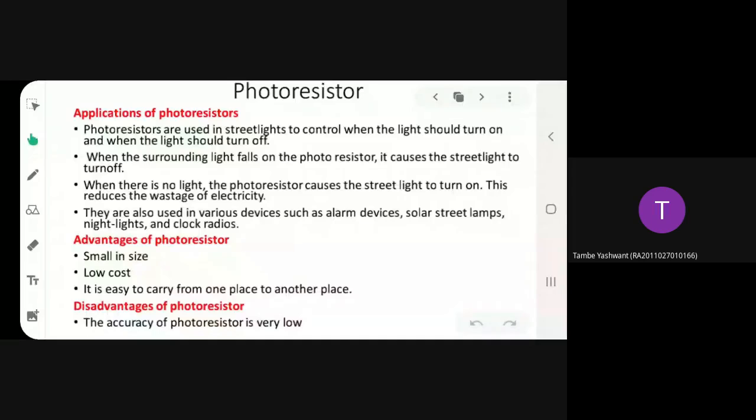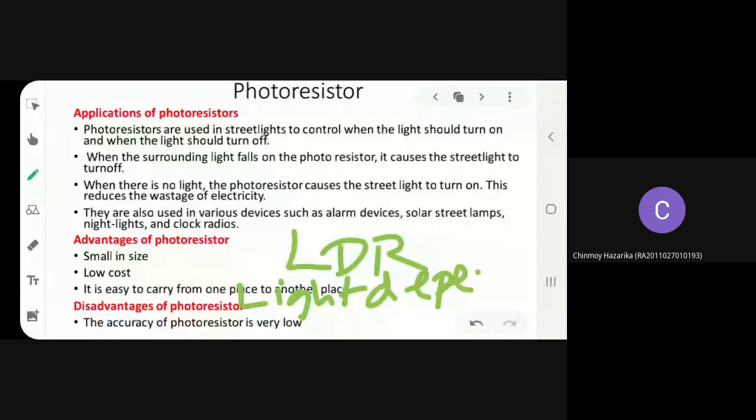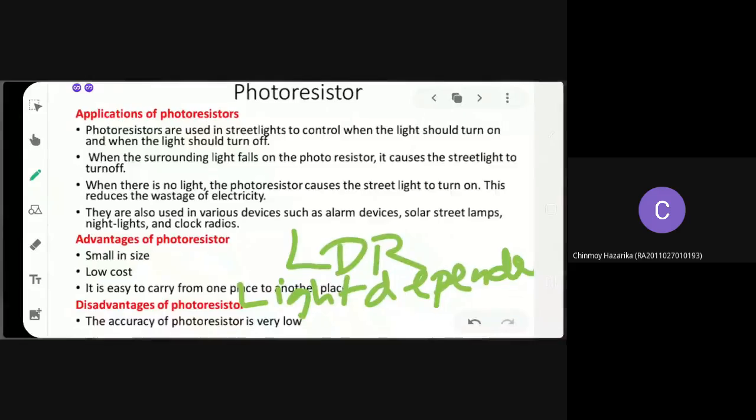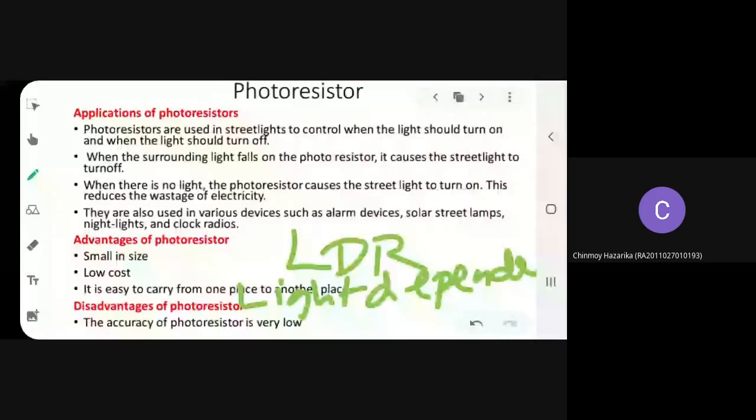LDR. What is the expansion for LDR? Light dependent resistor. It is also called LDR, light dependent resistor. Why it's called so is because depending upon the intensity of light that falls on it, it controls its current flow as well as resistance. That is why it's called a light dependent resistor. This is also used for solar cells, as I already told you in the description regarding the application.